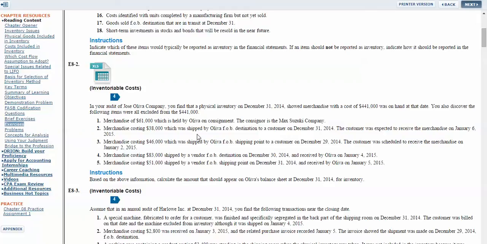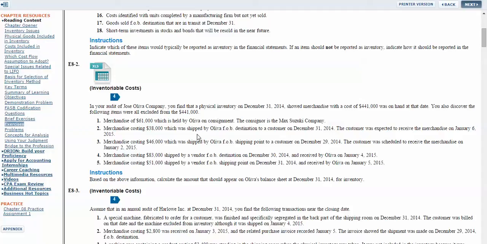With this problem, we have inventory on the books at 441,000. Remember, the inventory is not just what's on the books or what's on the shelves, but it includes other things. So number one, merchandise of 61,000 is held in consignment. Let's not include that. We should not include that in our number, and it wasn't included, so that's right. So leaving the 61,000 out is correct.